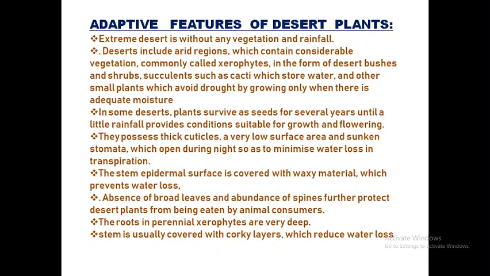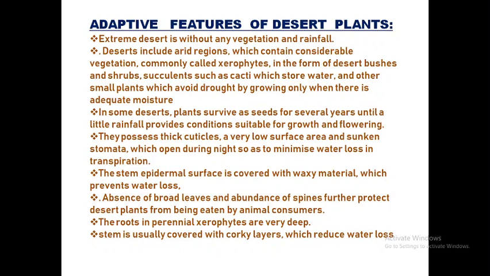And also sunken stomata, that means stomata is closed and the stomata open during the night time to minimize water loss in transpiration, because transpiration happens when there is high sunlight. So the daytime these stomata remain in a sunken state, remain in a closed state, and they open in the night so that the rate of transpiration is less and more water can be retained within the plant body.